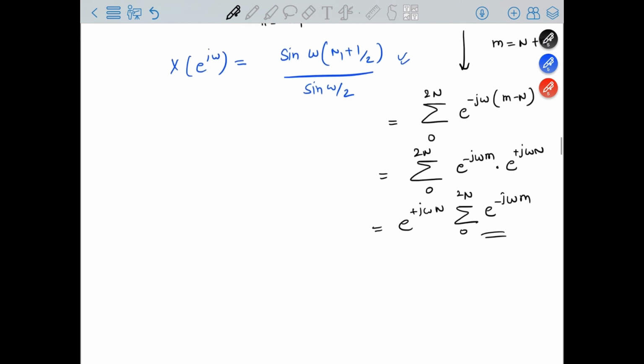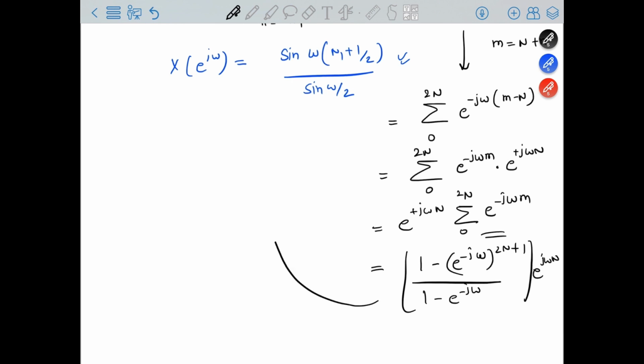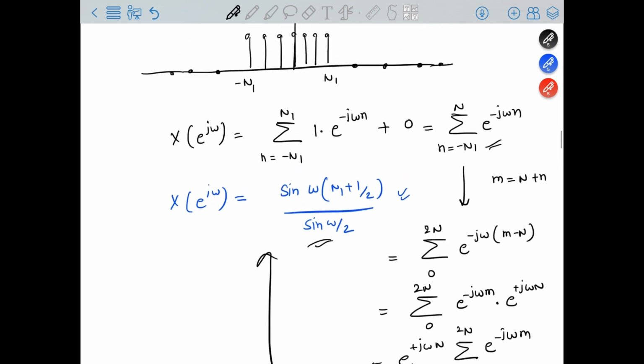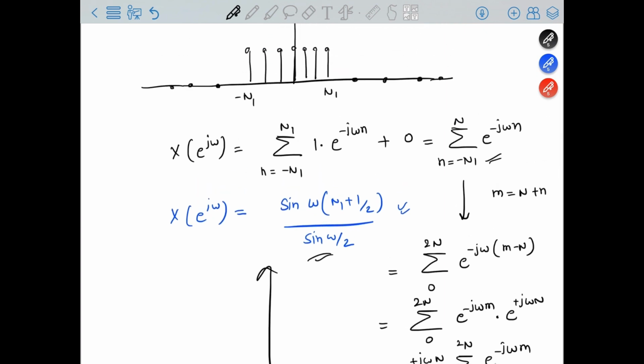So again, this is a geometric series, and you can write it in the form of 1 minus e raised to the power minus j omega times 2n1 plus 1, over 1 minus e raised to the power minus j omega, multiplied with e raised to the power j omega n1, and from this you can directly get this result when we solve using Euler's forms. So this is a short derivation to understand how we got this expression from this expression, and this is quite a widely used form, so you have to remember it. Suppose a signal is varying from minus n1 to n1, you can directly say the Fourier transform is sine of omega times n1 plus 1 by 2, divided by sine of omega by 2.